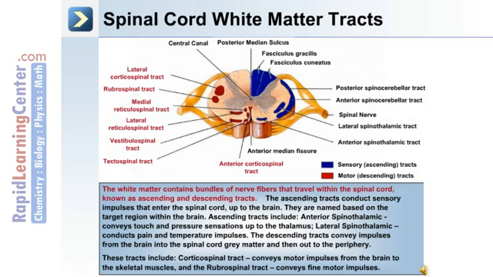The descending tracts convey impulses from the brain into the spinal cord gray matter, then out to the periphery. These tracts include the cortical spinal tract, which conveys motor impulses from the brain to the skeletal muscles, and the rubrospinal tract. This conveys fine motor impulses.